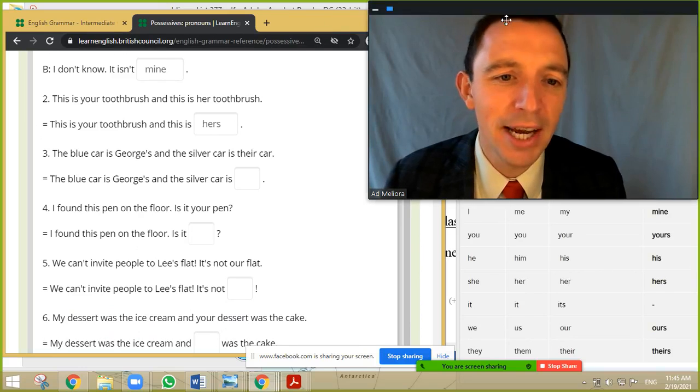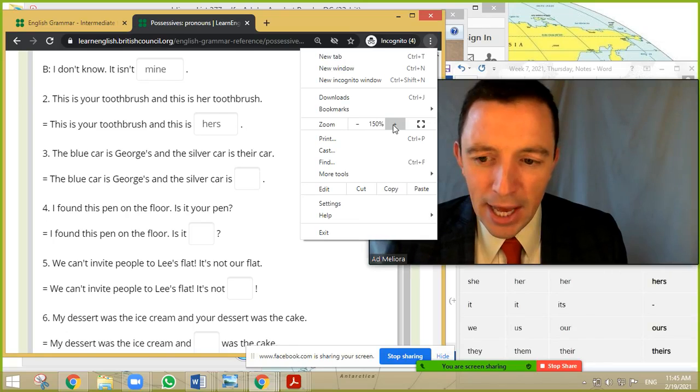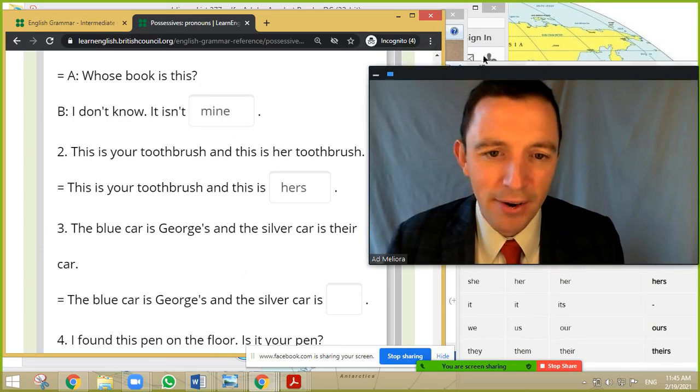Hopefully you can see this. I'll make it a little bit bigger just in case you cannot see. Perfect, that's a little bit better I think for everybody.